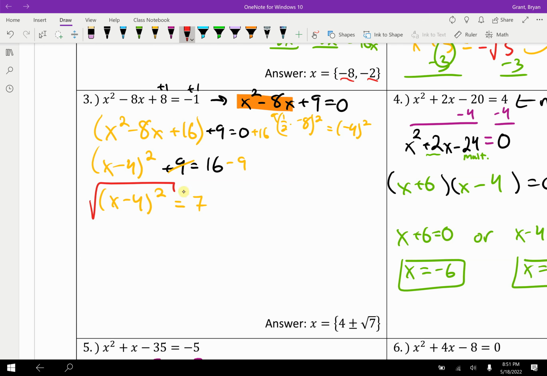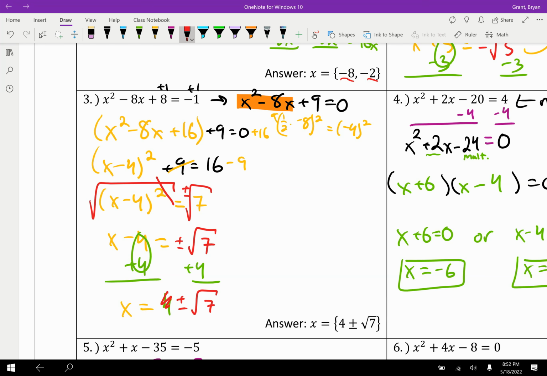We undo the square with a friendly square root. X minus 4 equals, and in front of the 7, plus minus. And last but not least, we need to add 4 to each side. 4 is, of course, not a like term with the square root of 7, so that positive 4 just hangs out in front of the square root of 7. It could go at the end, too. You could put a plus 4 here. Nothing wrong with that, but they wrote their 4 in front of the square root, so I'm just trying to copy what's there. And I think we have our answer.